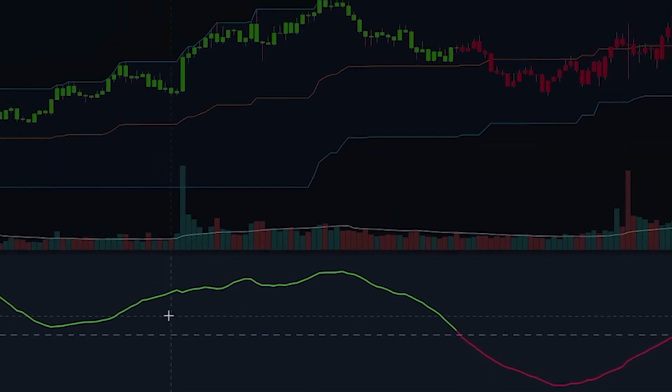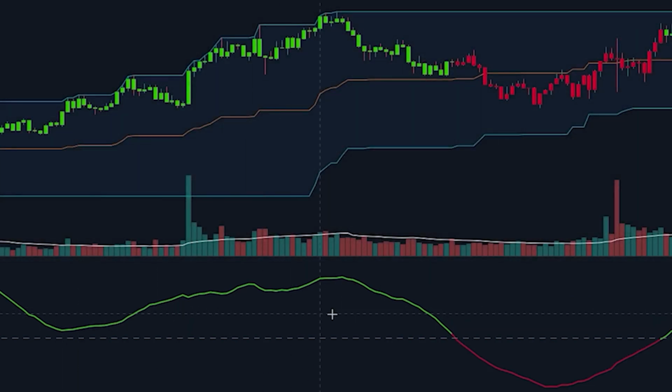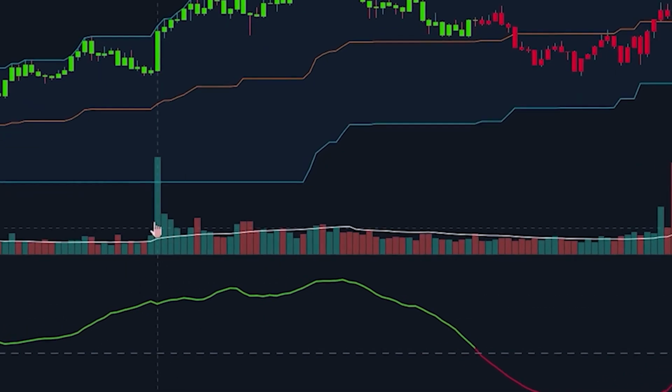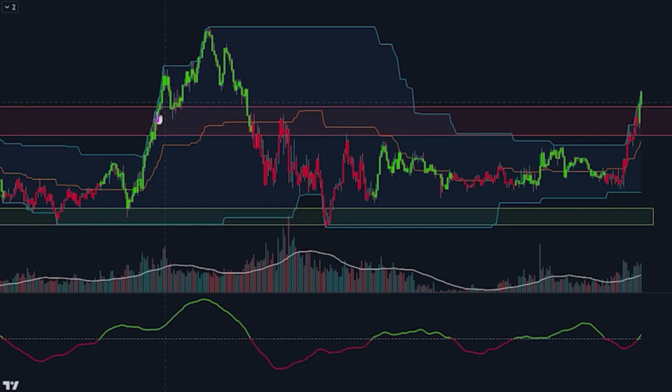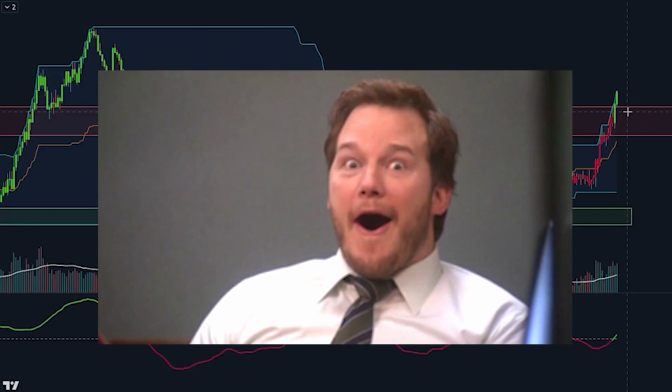First, wait for the price to touch the lower band. Check the LWTI indicator. It should be red. Confirm that the volume is above the white line and the bars are red. Once everything aligns, enter the trade. Set your stop loss just above the middle line and establish your take profit at a 2-to-1 risk-to-reward ratio. And voila, you've secured another winning trade.